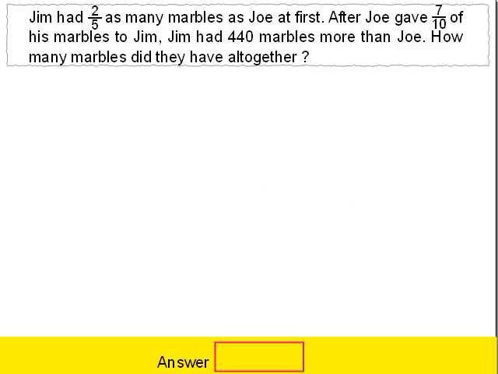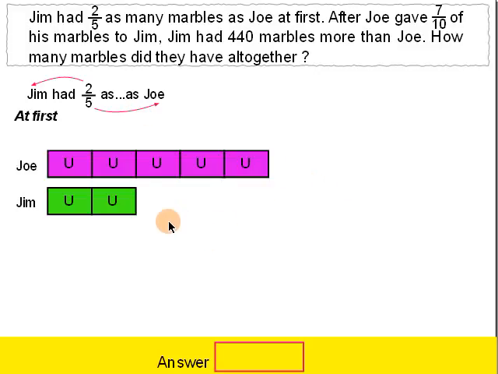Firstly, let's look at the fractions here. It said that Jim had 2/5 as many as Joe. That means to say that when Joe has 5 units, Jim would have 2 units. So we draw the model. At first, Jim had 2 units and Joe had 5 units.